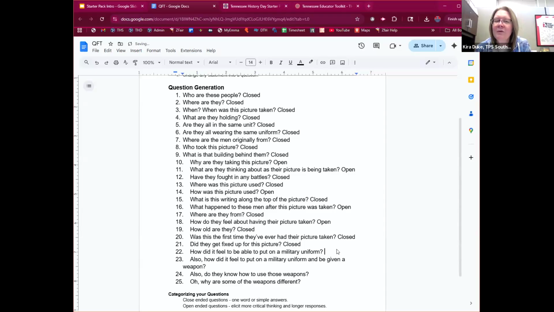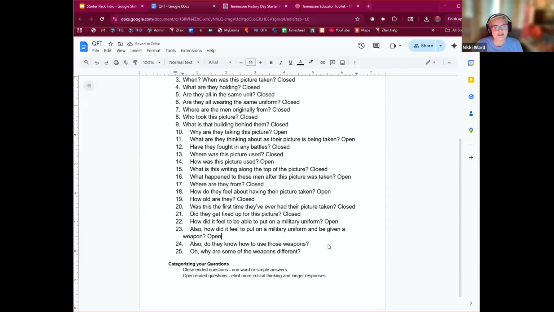I would say that 22 and 23 are both open, because these are questions where you're going to have to really pull together some materials to be able to answer them. It's also like, is that even something we can answer? That's another thing we're going to talk about, because a lot of times you're going to get those kinds of questions: can we answer these questions? Especially when you're using pictures of people.